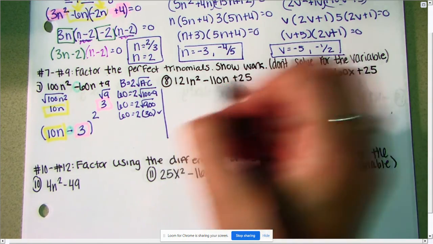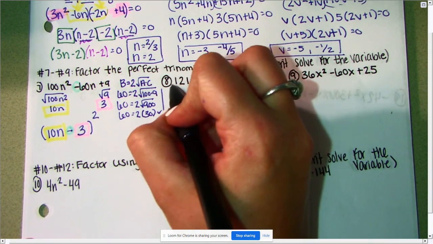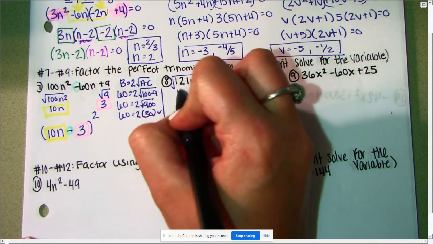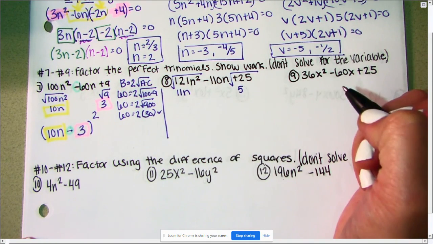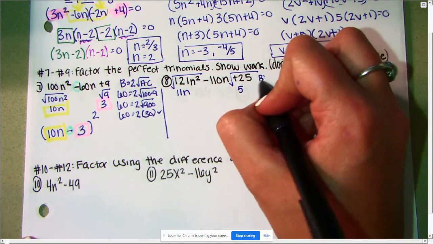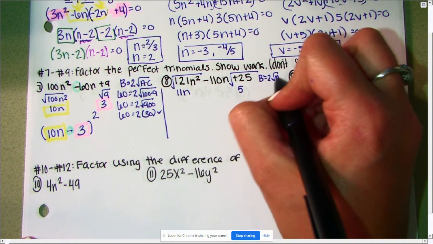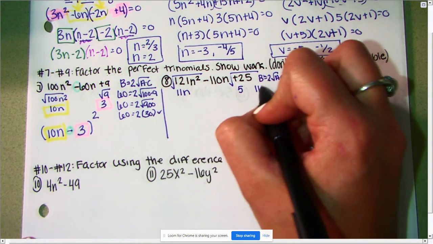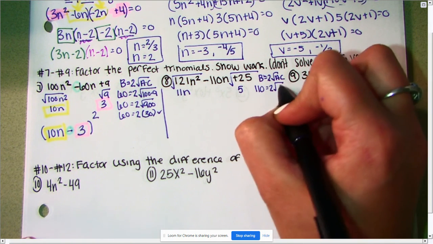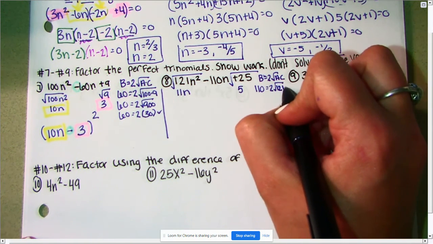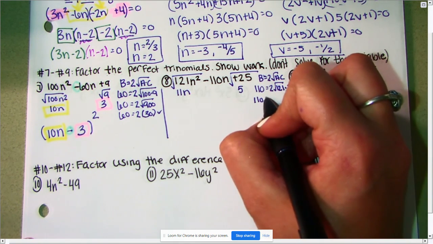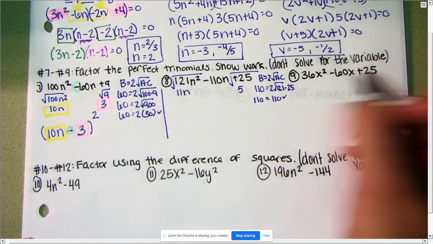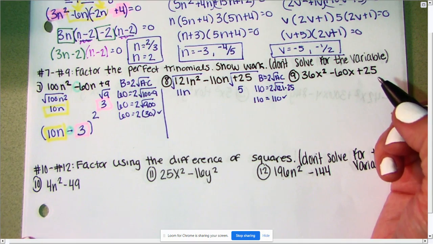Next, again, I'm going to test. Square rooting the first term would give me 11n. Square rooting the last term would give me 5. To test, the b value equals 2 square root of AC. b is 110 equals 2 square roots of 121 times 25. That would give me 110 equal to 110. So I know that I'm good to go to jump to the end.